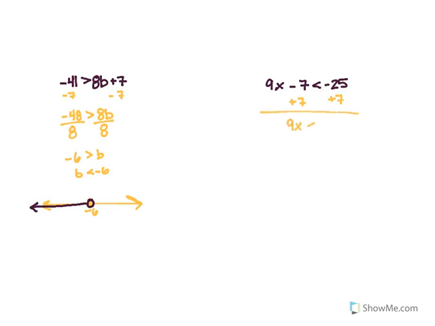We have 9x is less than negative 18. We're going to divide by 9 and get that x is less than negative 2. Remember, we are dividing by 9, but 9 is not negative, so we are not flipping that sign. So we're going to have negative 2. Negative 2 is not included, but everything less than it is.